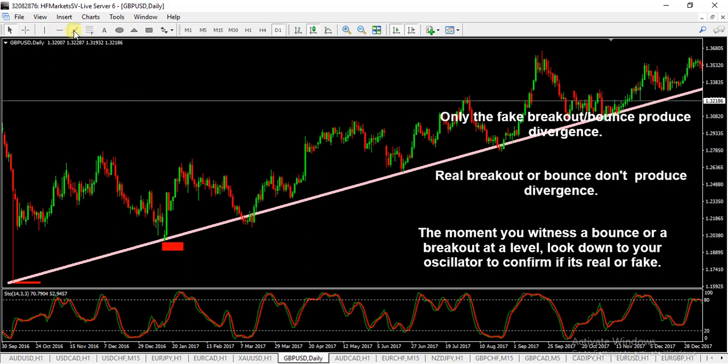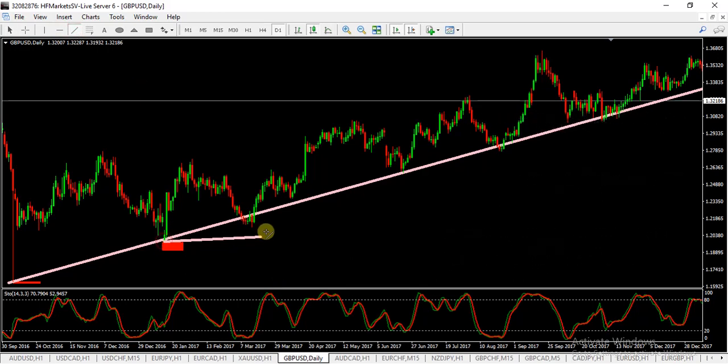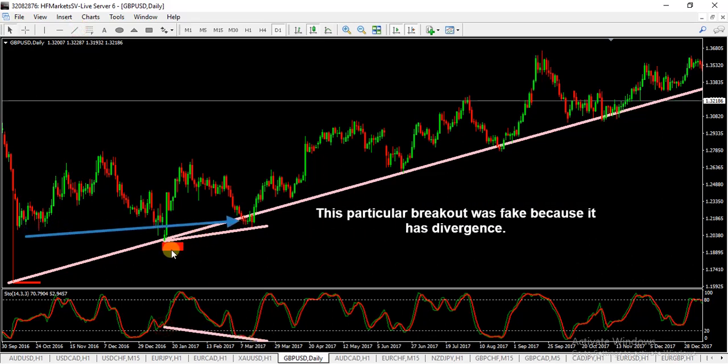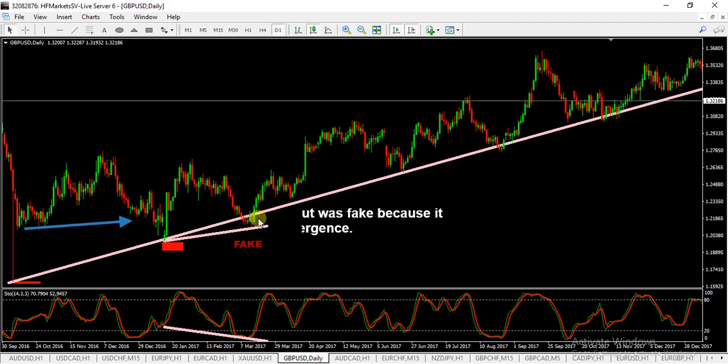But guys, this particular breakout here was fake. Why is it fake? Because the oscillator did not record the same thing. It recorded lower lows, while price was recording higher lows. So that's why this breakout is fake. Real breakouts don't have divergence. The oscillator must do the same thing if it's actually a real breakout. But for the fake ones, the oscillator must do something different.